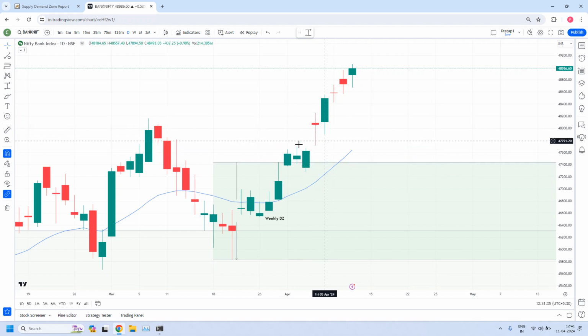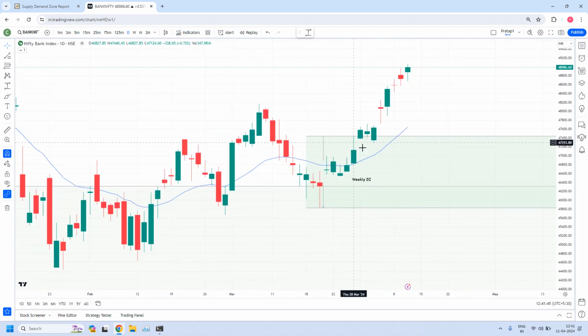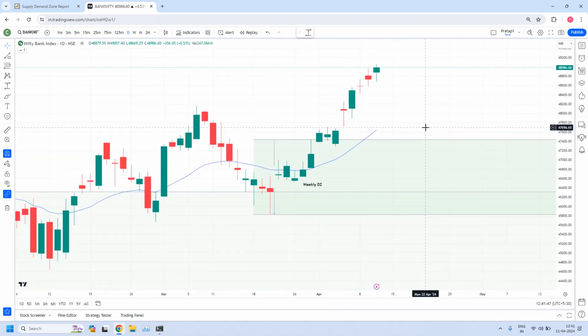So this is actually a hidden zone. You have a hidden leg in, you have a hidden leg out. So this entire zone is a hidden zone. And moreover, this zone is having weekly demand zone confluence, and also it is having daily EMA confluence. Let me draw, you will get clarity.